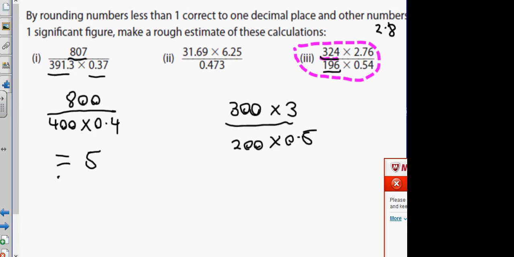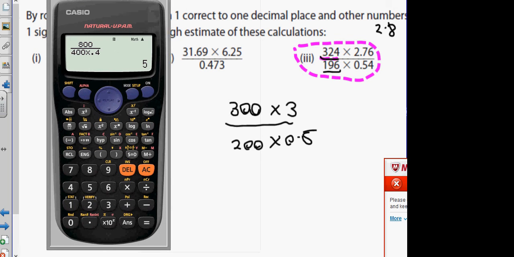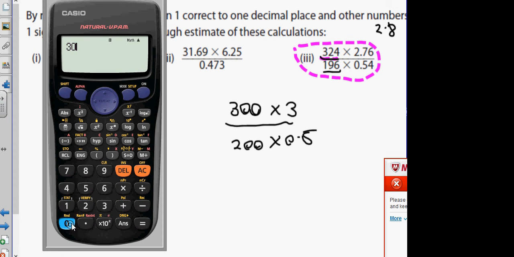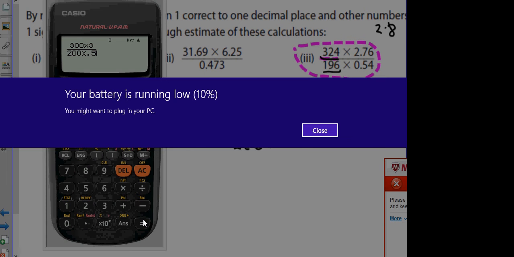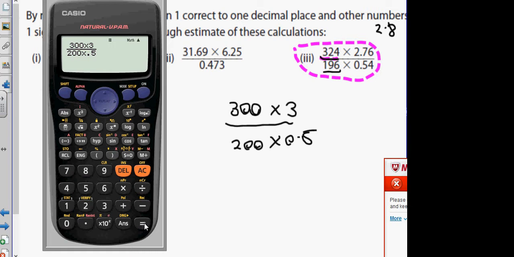Then all we have left to do is enter into the calculator. So what we're going to get is, exactly as it looks, 300 multiplied by 3 divided by 200 multiplied by 0.5. And what we get is 9. The answer for this is 9.